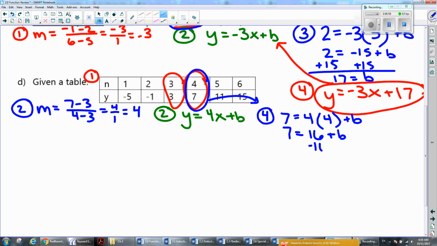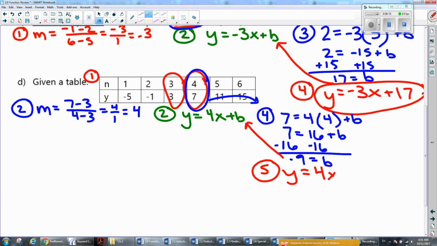So we need to subtract 16. So we end up with -9 equals b. And your last step then is to plug that into the equation. So we really have y equals 4x minus 9. That's the equation for this line.